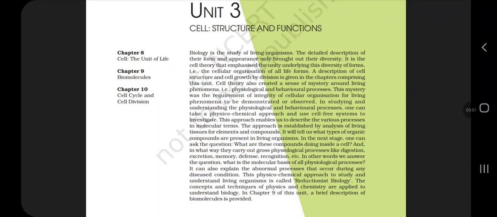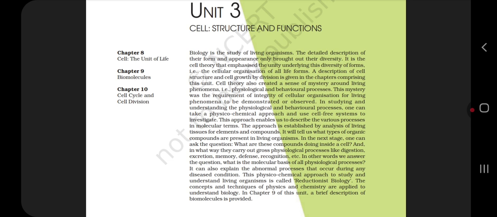8.3 Cell Structure and Functions. Biology is the study of living organisms. The detailed description of their forms and appearance only brought out their diversity. It is the cell theory that emphasized the unity underlying this diversity of forms, that is, the cellular organization of all life forms. A description of cell structure and cell growth by division is given in the chapters comprising this unit.